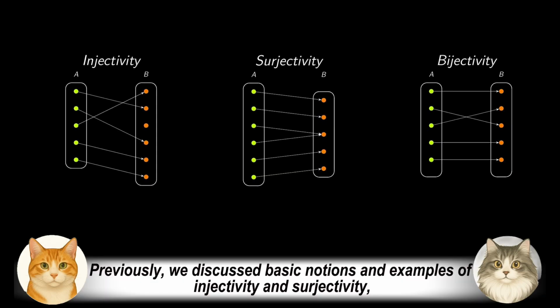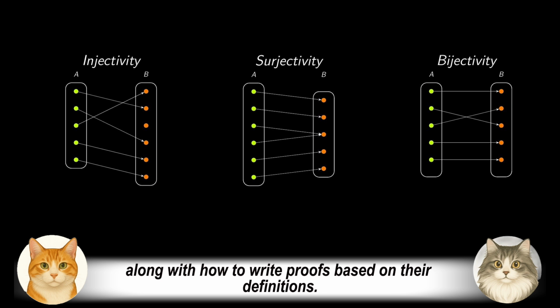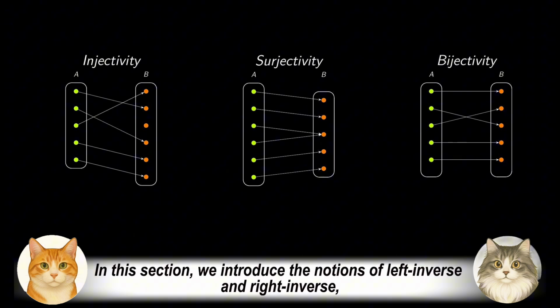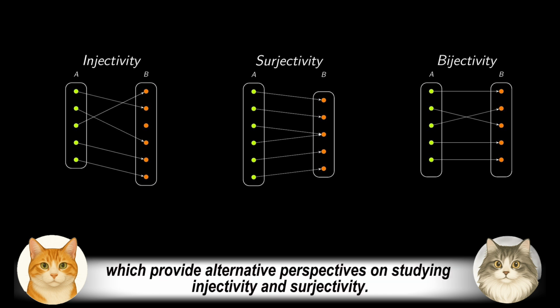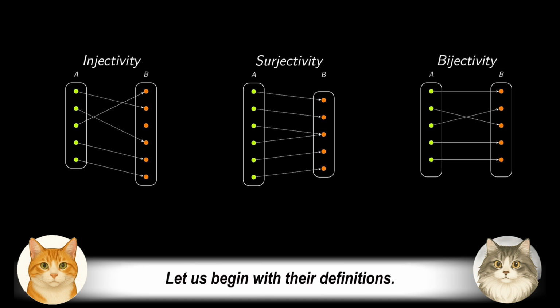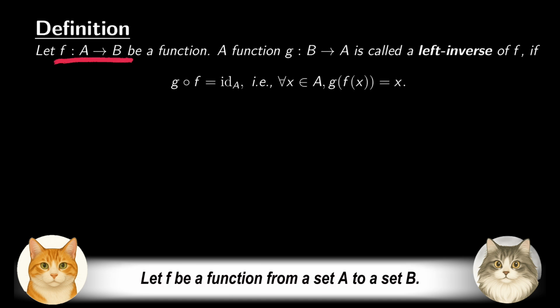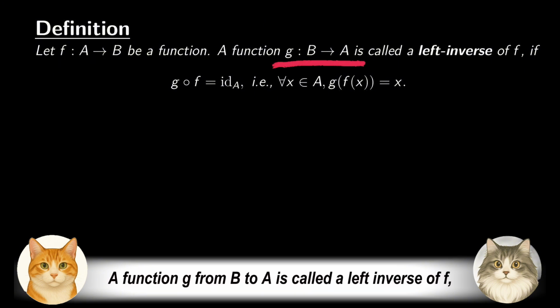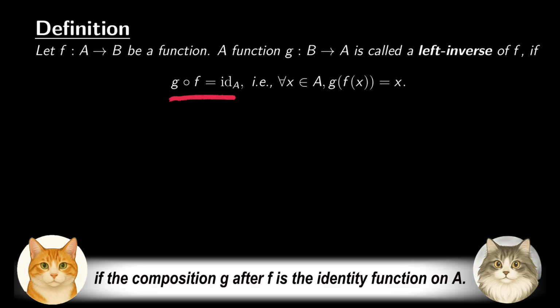Previously, we discussed basic notions and examples of injectivity and surjectivity, along with how to write proofs based on their definitions. In this section, we introduce the notions of left inverse and right inverse, which provide alternative perspectives on studying injectivity and surjectivity. Let us begin with their definitions. Let f be a function from a set A to a set B. A function g from B to A is called a left inverse of f if the composition g after f is the identity function on A.